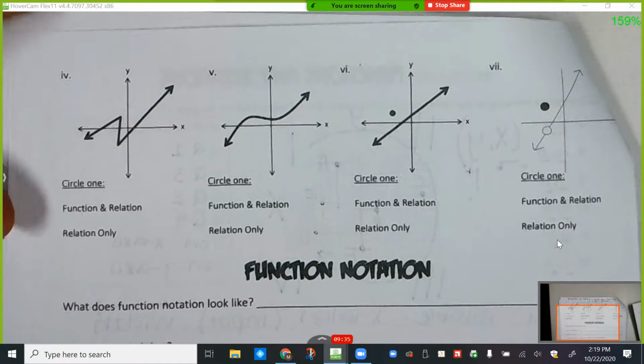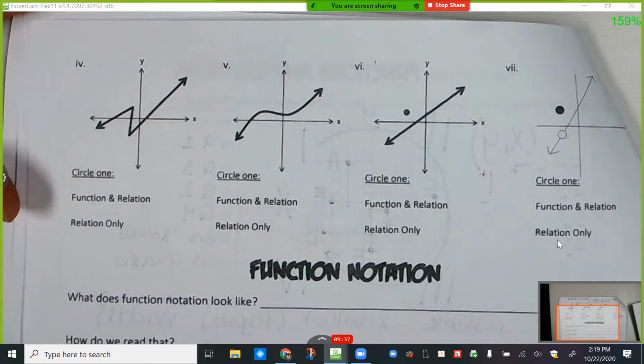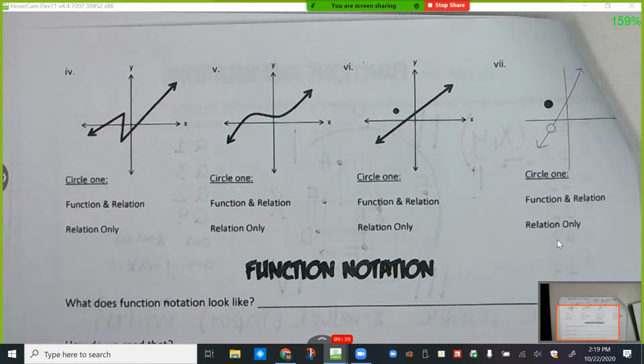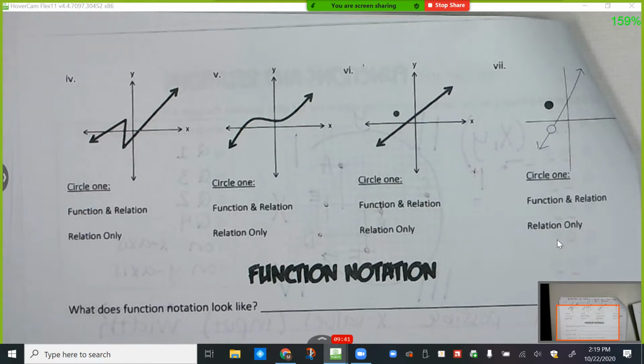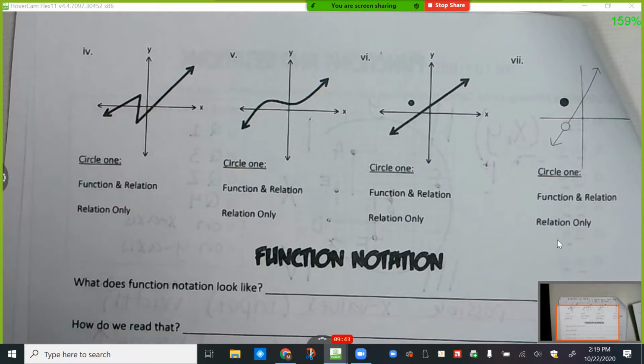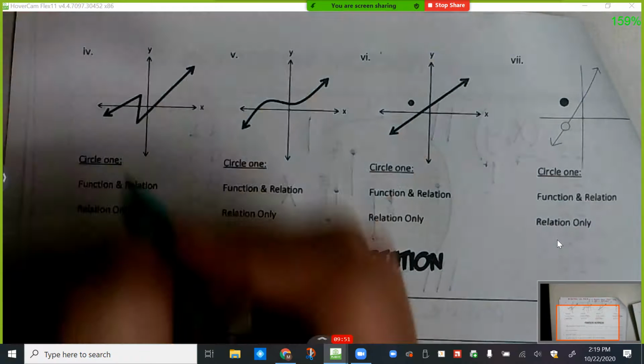Okay, do y'all remember the test that you did to test a graph? What's it called? Linear equation. It's a line. What kind of line? Straight. Vertical line test.